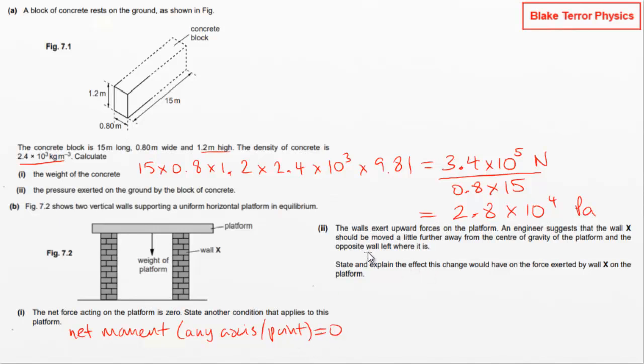The walls exert upward forces on the platform, and engineers suggest that the wall X should be moved a little further away from the centre of gravity. Yeah, because it's a bit wonky, so it wants to move it that way of the platform, and the opposite wall left where it is. Yep. State and explain the effect of this change on the force exerted by wall X on the platform.